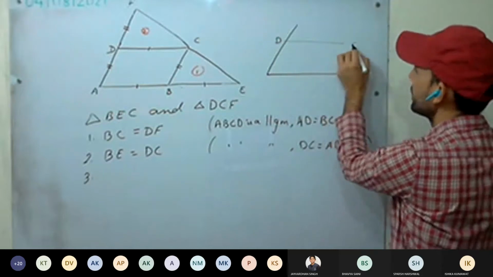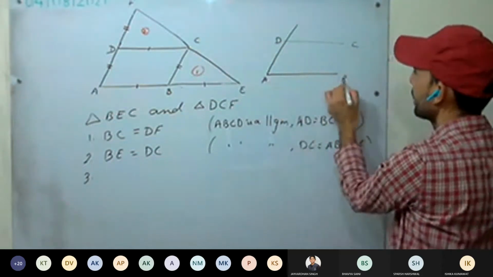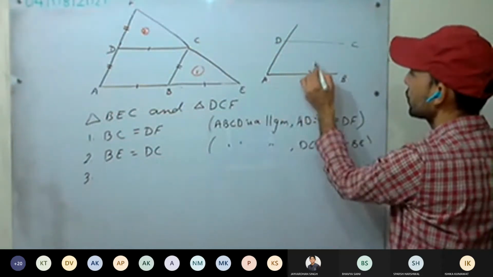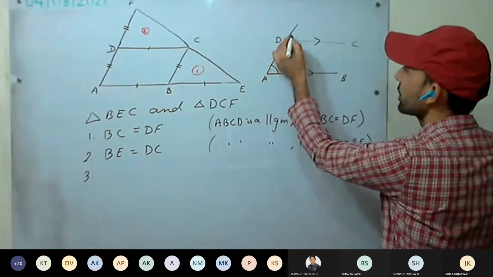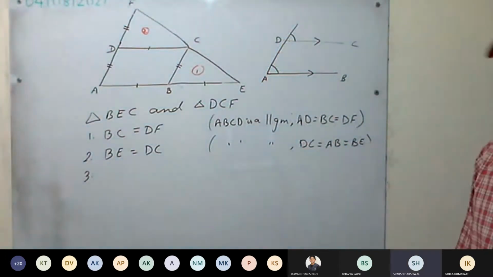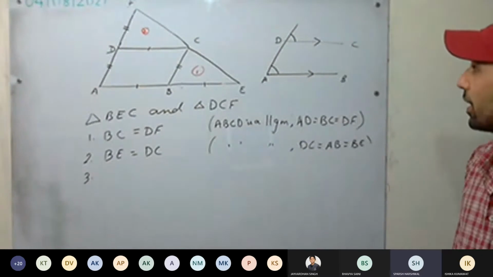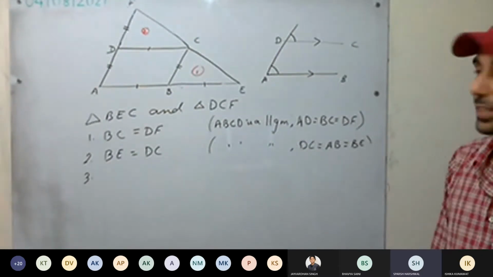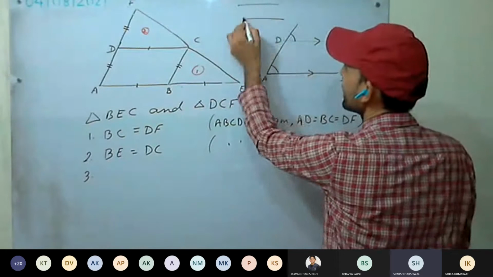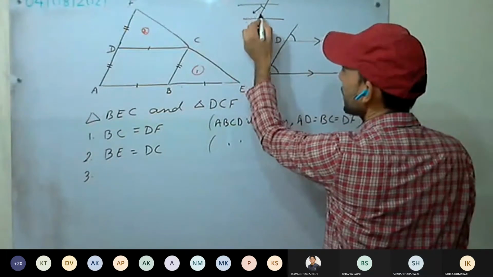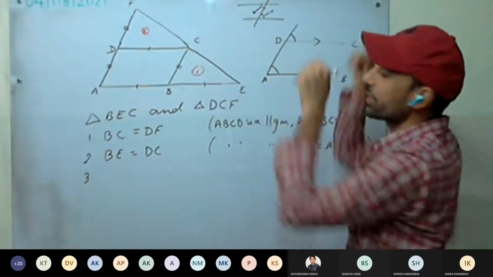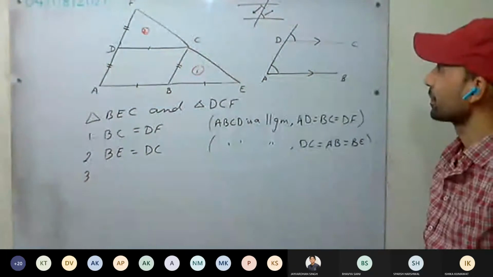This is D, C, A, B. These two lines are parallel. What are these two angles? Alternate interior angles. But the line is not cutting there, so they are not alternate. Alternate means, see here, it is looking this side, it is looking this side. That's why they are alternate interior angles.